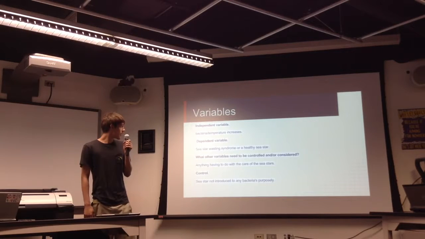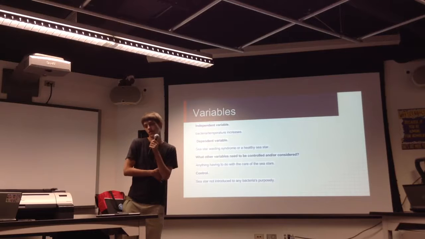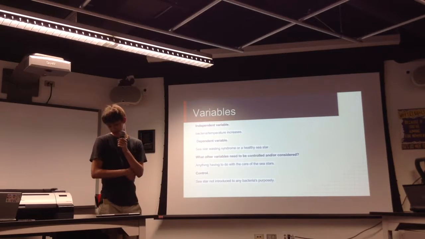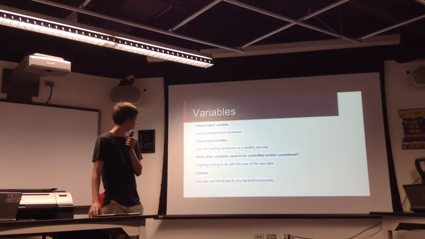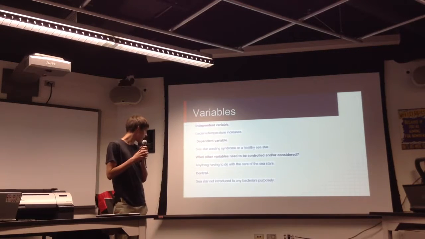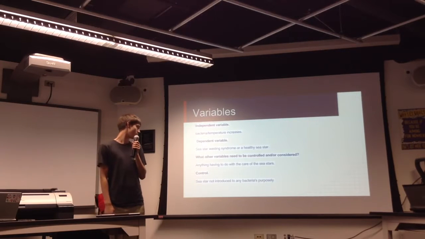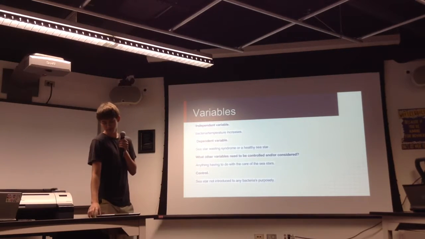Independent variable: bacteria and temperature increases. Dependent variable: whether the sea star ends up getting sea star wasting syndrome and dying. Other variables: anything having to do with the care of the sea stars. Controls: a sea star not introduced to any bacteria.